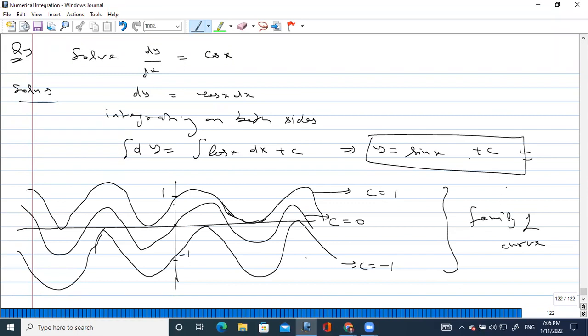Because what happens sometimes, a student can solve up to here, but they do not understand this. What is this? Okay.